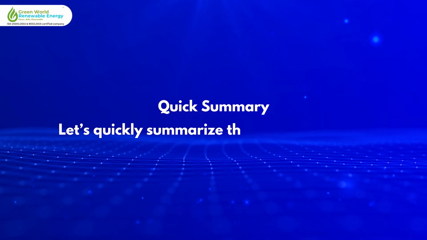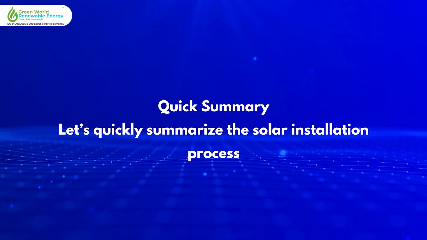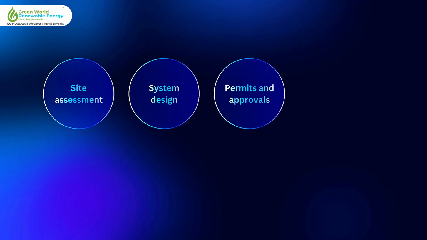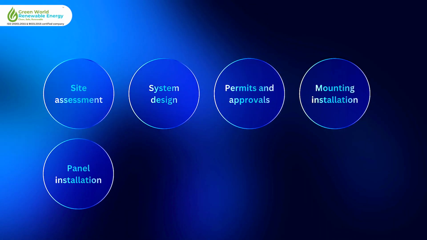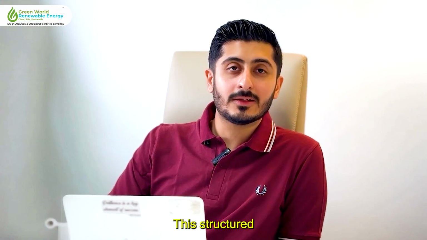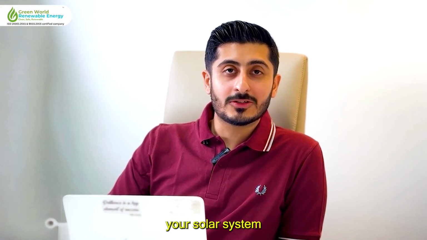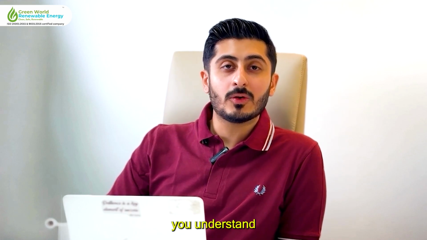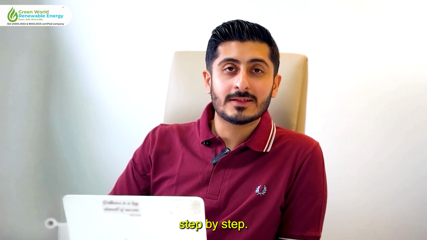Quick summary. Let's quickly summarize the solar installation process. Site assessment, system design, permits and approvals, mounting, panel installation, electrical wiring, inspection, grid connection. This structured process ensures your solar system is safe, efficient, and reliable. I hope this video helped you understand the solar installation process step by step.